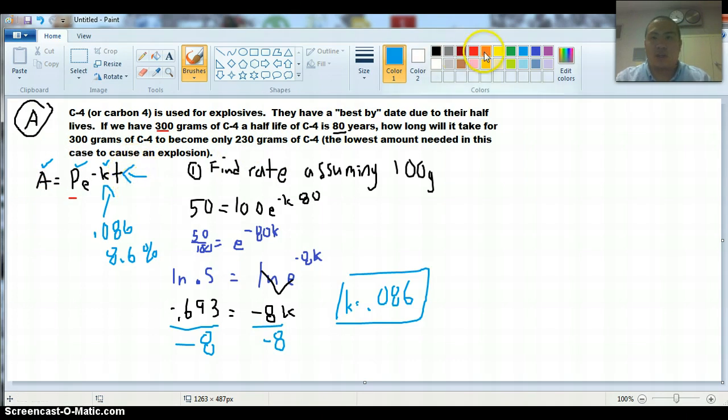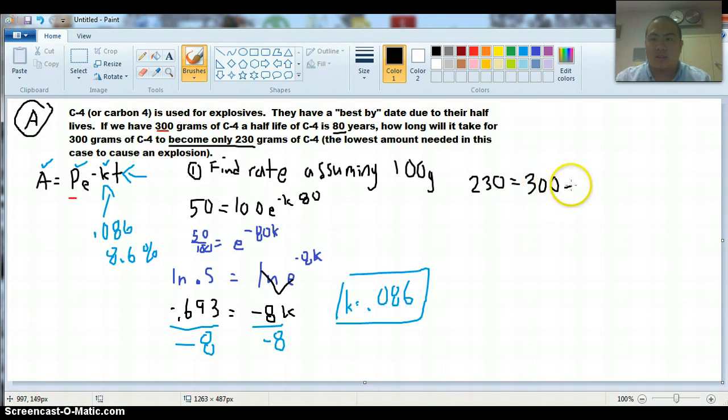So I'm going to go ahead and plug stuff in again. Okay, so now I have A is equal to, oops, I don't need A anymore. How much do I have now? Well, I have 230, right? Because it says, how long will it take for it to become 230 grams? Well, I want to figure out when it's at 230. I started off with 300 grams.